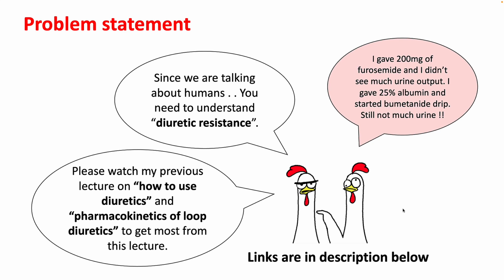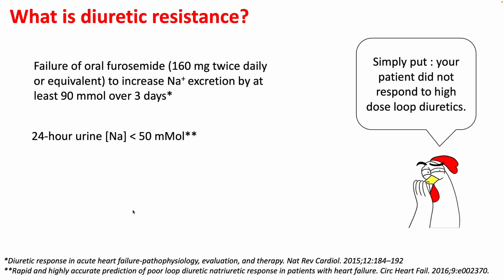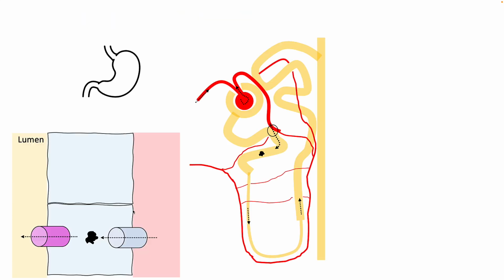To understand this lecture better, please watch my earlier lecture on how to use diuretics and pharmacokinetics of loop diuretics. Diuretic resistance has not been defined very well, but I found two definitions for it. First of them was failure of oral Lasix in a very high dose to increase sodium excretion by at least 90 millimole over 3 days, or 24-hour urine sodium less than 50 millimole per day. Simply put, your patient did not respond to high-dose loop diuretics.